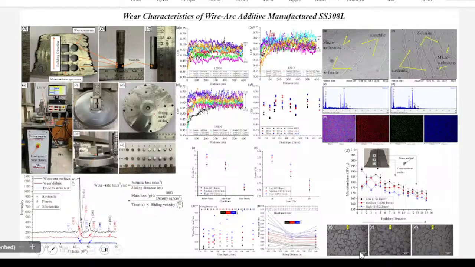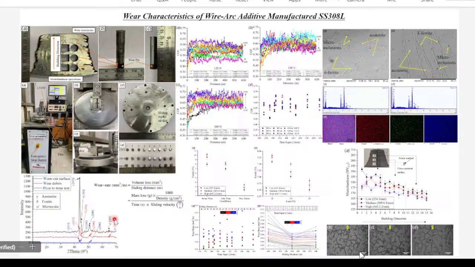You can see this graph is very important. This blue line is prior to the wear test; we checked the XRD plot. In the blue line, we don't have any martensite, only delta ferrite and gamma austenite. But after the wear test, the wear debris is red in color and the worn-out surface is black, and the worn-out surface shows a martensite structure.